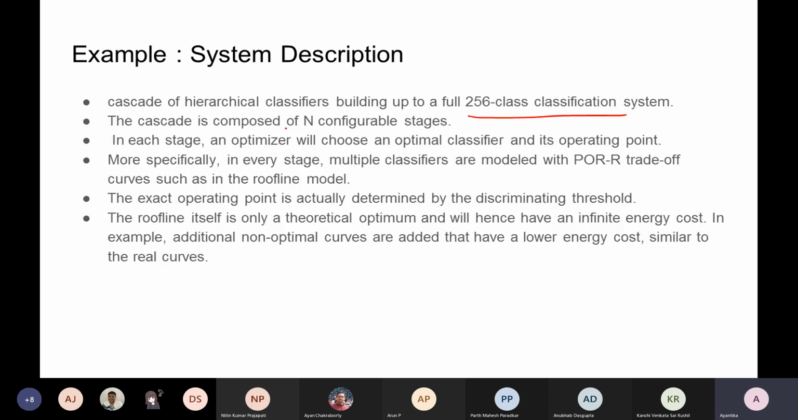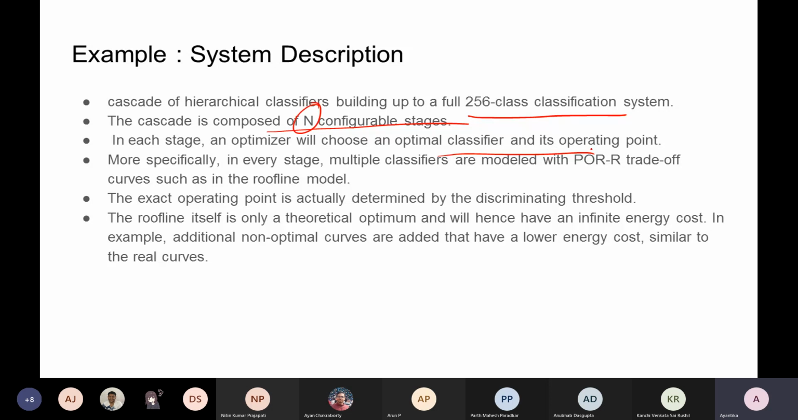The cascade was composed of n configurable stages. We will see what will be the value of n and how this n will vary based on certain parameters. We will see with the example results. In each stage, an optimizer will choose an optimum classifier and its operating point. That means the threshold that we have mentioned.